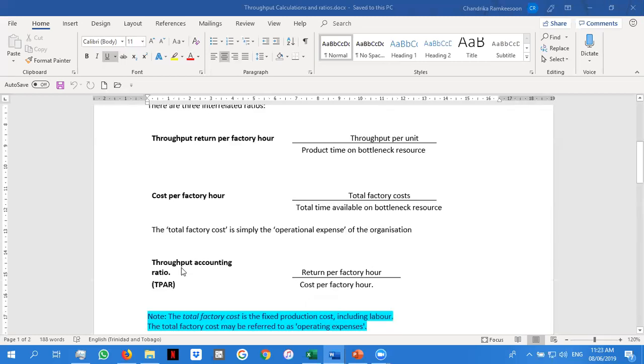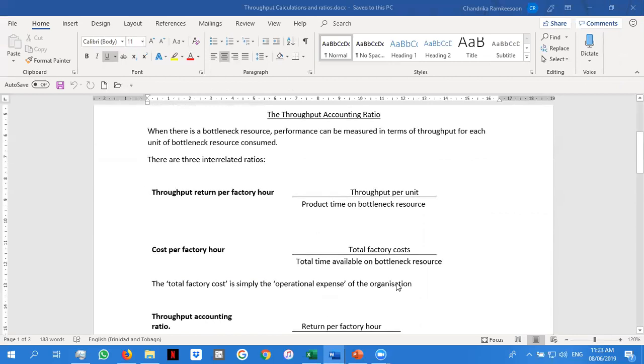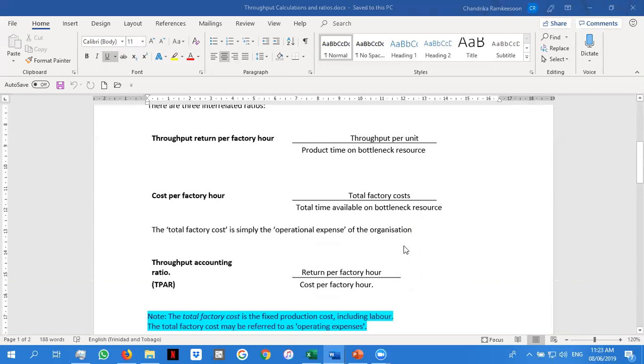Because down here, if you were to just take a look, throughput accounting ratio is calculated as return per factory hour over cost per factory hour. So before you can do this, you need to find these individual parts of the formula. So let me just keep this here so you can actually relate what we do into this. The first part, the numerator in the TPAR formula shown here, is throughput return per factory hour, calculated as throughput per unit divided by the time spent on the bottleneck resource. Now, the bottleneck resource is again a term used in throughput accounting, and that is simply the constraint.